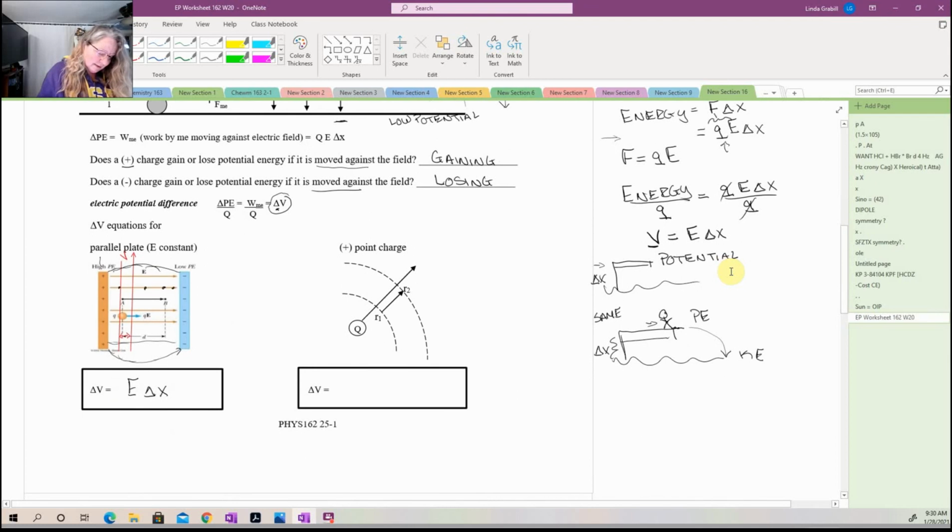Oops, I didn't erase everything. It's my second time through doing this because I had to kind of stop. This thing here, this is a parallel plate capacitor.